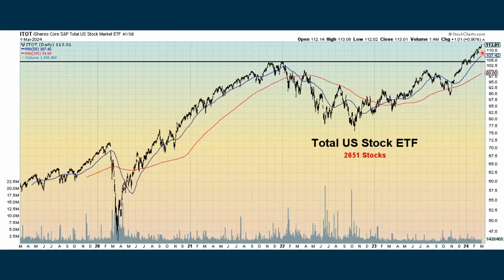And then this is a newer ETF that I just started showing. It's called the Total US Stock ETF, and it's a weighted index, or weighted ETF, I should say. But it has 2,651 stocks. And if there's only 7 stocks that are making up all of the gains in the market right now, this wouldn't be setting new all-time highs like it is right now. And the big stocks, they're included in this ETF as well. So this is showing that there is some broad market participation.